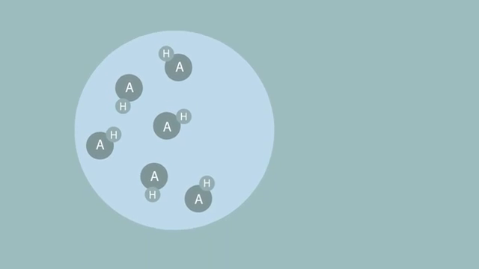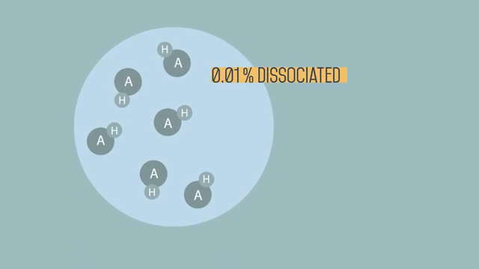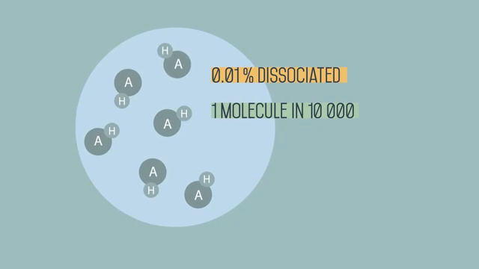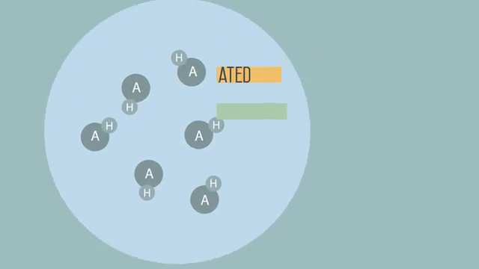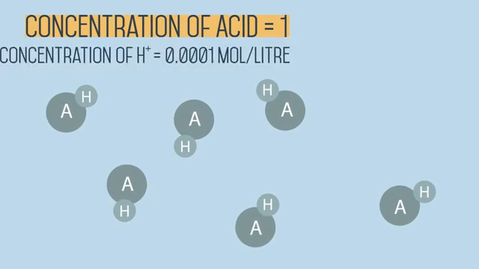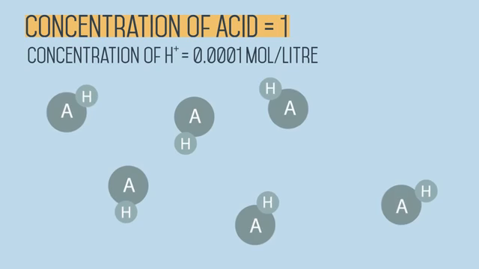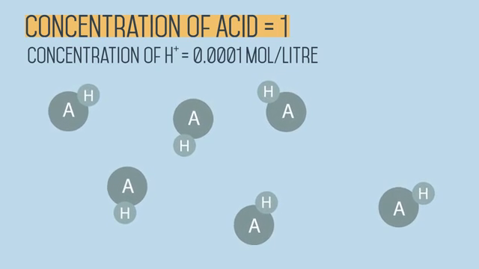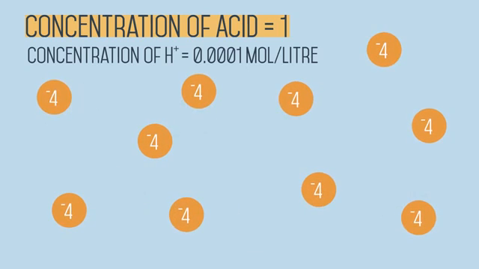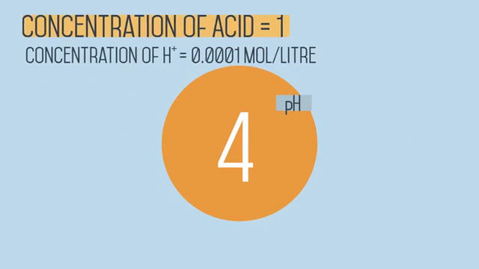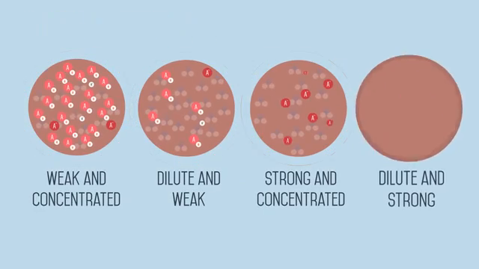Let's say the acid is only 0.01% dissociated, so only 1 molecule in 10,000 are split into ions. Although the concentration of the acid is 1 mole per litre, the concentration of hydrogen ions is only 0.0001 moles per litre. That is 10 to the power -4, making the pH 4. So here is an example of a fairly concentrated acid which is weak.